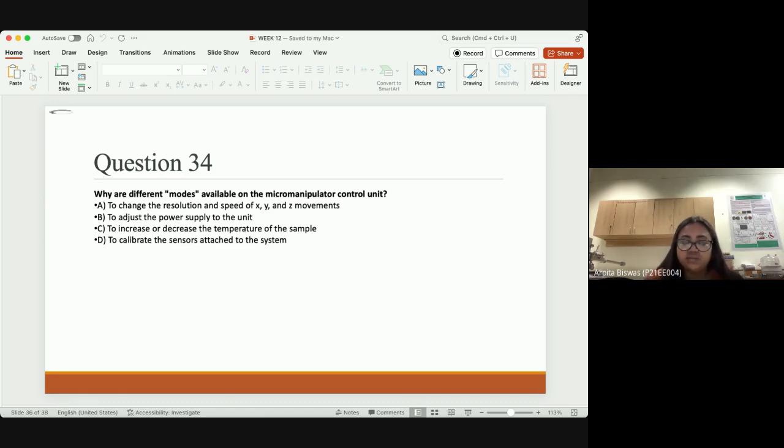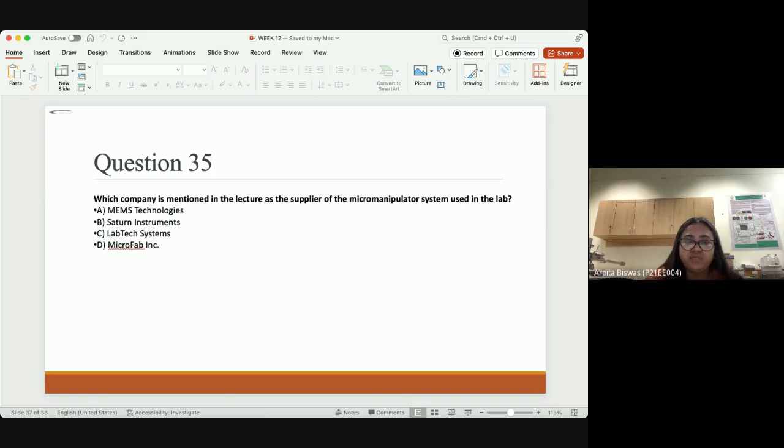So what is the right answer? Option A is the right answer, to change the resolution and speed of the X, Y, and Z movement. Okay. So next move toward question number 35. Which company is mentioned in the lecture as the supplier of the micromanipulator system used in the lab? First, MEMS Technology. Second, the Saturn instrument. Third, the LabTech system. And option D is the Microfab. So go through the question carefully and try to find out the right answer.